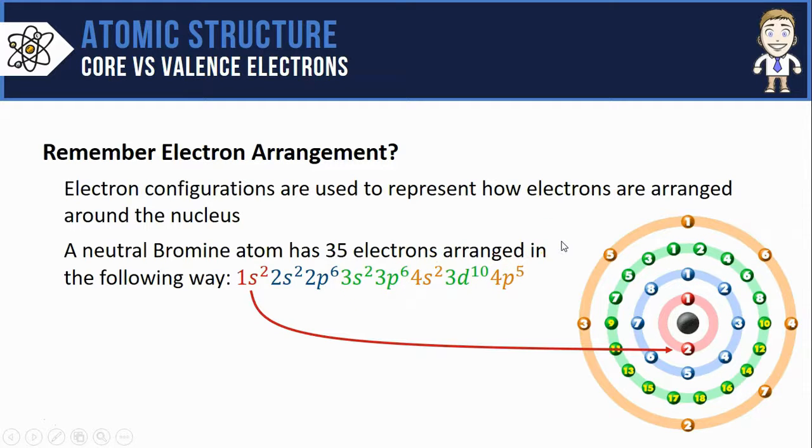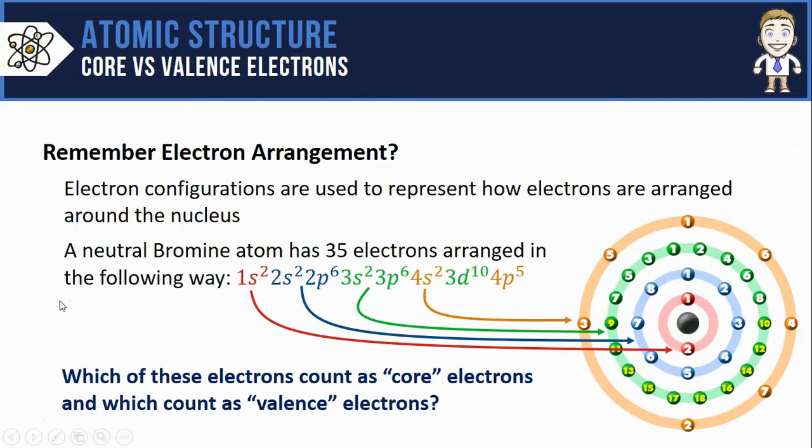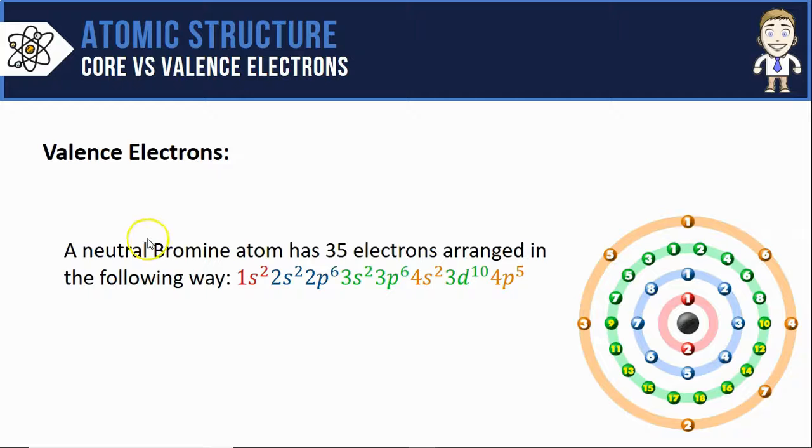2 electrons in the first energy level in red, 8 electrons in the second energy level in blue, 18 in the third in green, and the last 7 in the fourth energy level in orange. In this video, we'll learn how to classify these electrons as either core or valence electrons. So let's get into it and start with valence electrons.